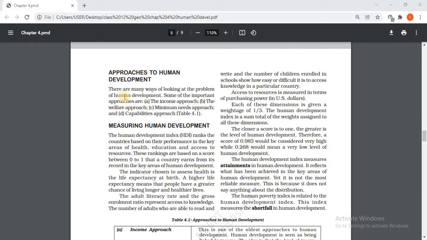Some of the important approaches are: A. The income approach, B. The welfare approach, C. The minimum needs approach, and D. The capabilities approach.